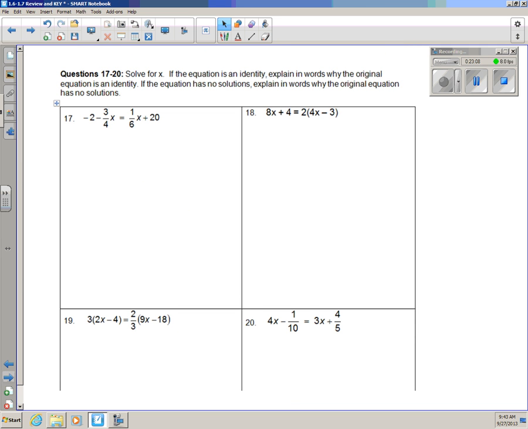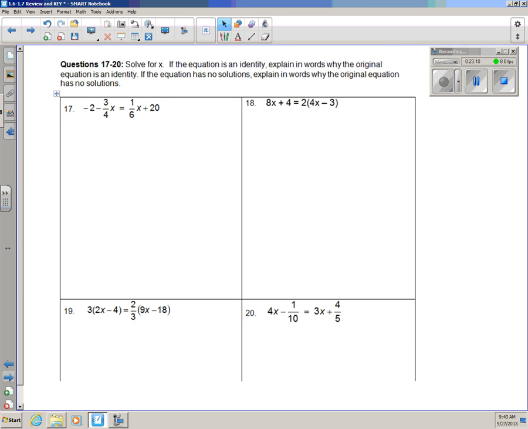Last but not least, we're almost there. Hooray. We're going to probably be about close to 30 minutes on this guy. Solve for x. If the equation is an identity, explain why it's an identity. If it's got no solutions, explain why it has no solutions. Let's see. Fractions. We love fractions.